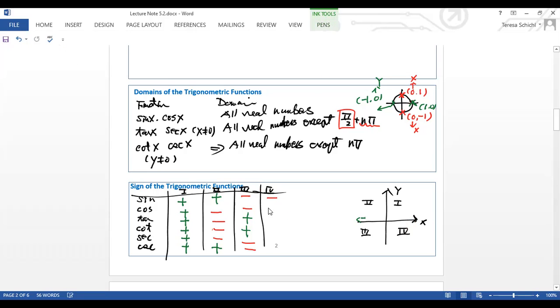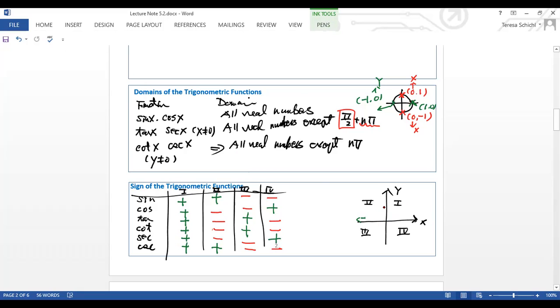Cosine is what? It's positive. Then tangent is y over x, so negative over positive is what? Negative. Cotangent is x over y. Positive and negative will give you what? Negative. And the secant is 1 over x. So what is 1 over x? It's positive. Then cosecant is 1 over y. So what is 1 over y here? It's negative.